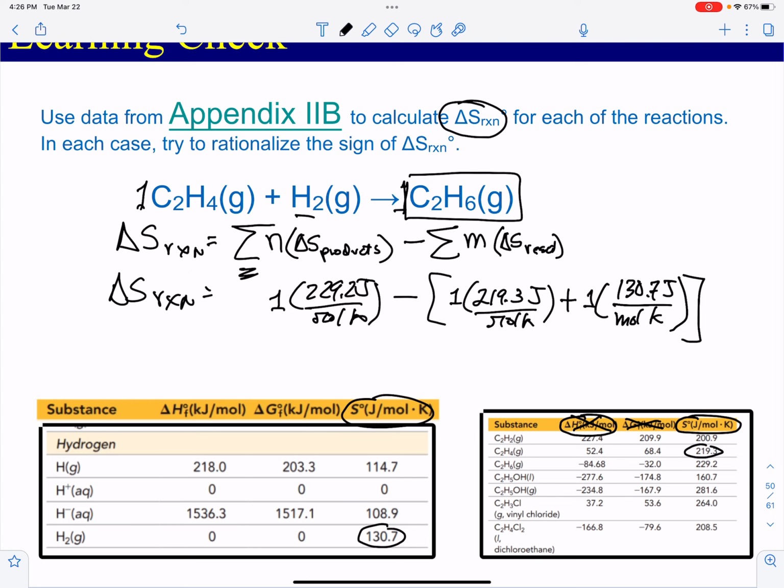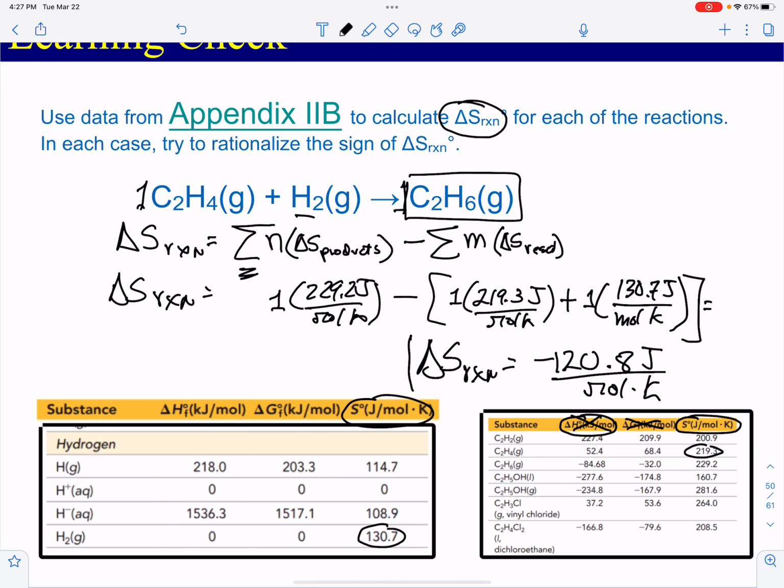$229.2 minus 219.3 minus 130.7, which is going to be delta S of the reaction is going to be minus 120.8 joules per mole Kelvin.